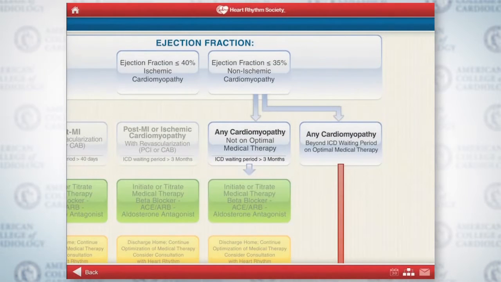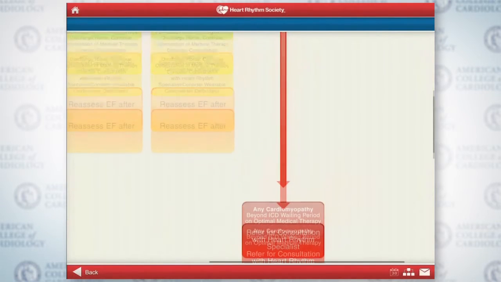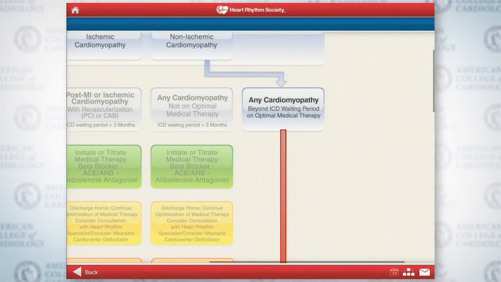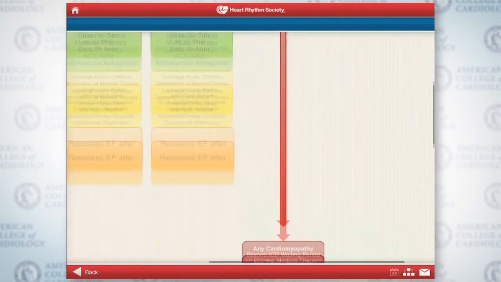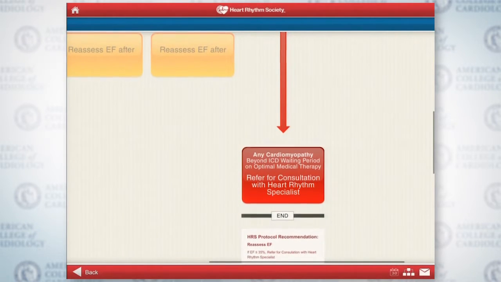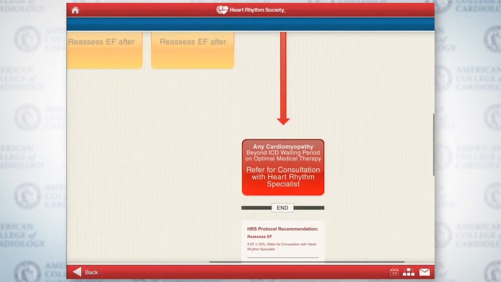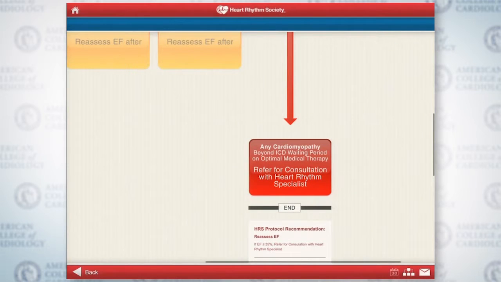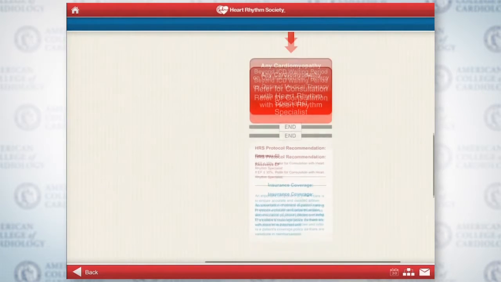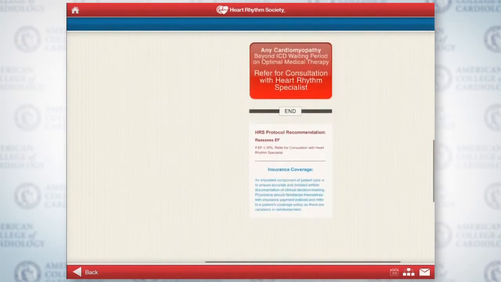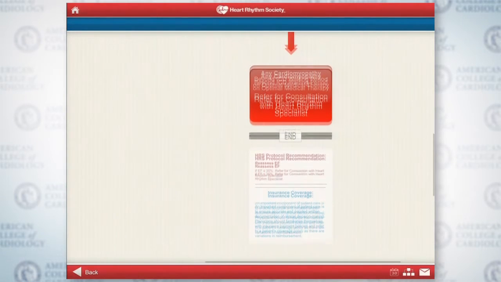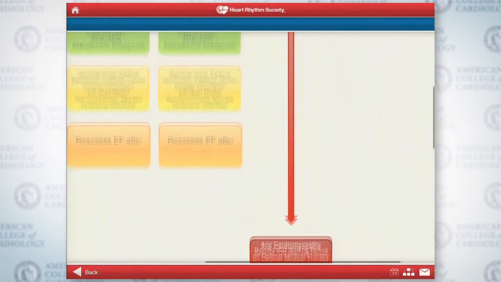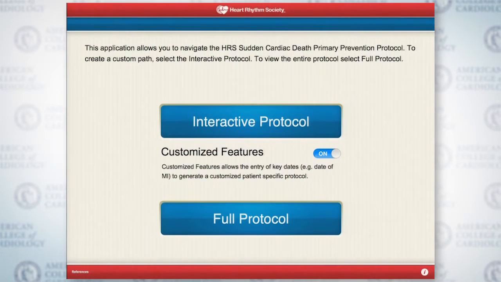So let's take a third scenario. Patient has an ejection fraction less than 35, non-ischemic cardiomyopathy, but they've been on optimal medical therapy, let's say for 6 months, and they return to see you, or you are seeing them in your office in consultation. You reassess their ejection fraction, it's still 35%, so they're indicated for an ICD at that point, since you have documented they've already undergone the mandated CMS waiting period, and so an ICD is indicated assuming their life expectancy is greater than a year. So that summarizes the use of the interactive components of the app.